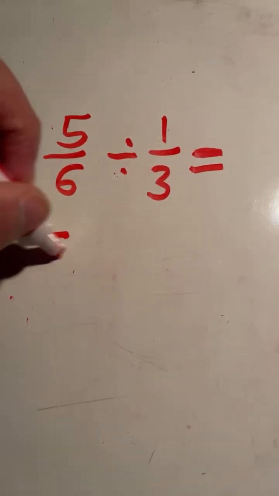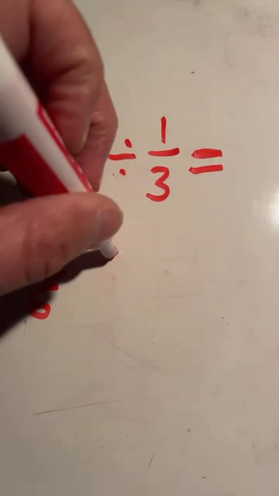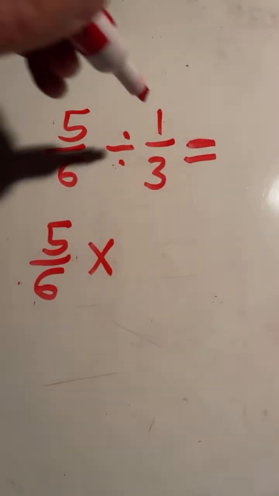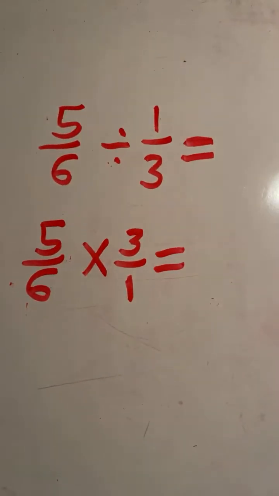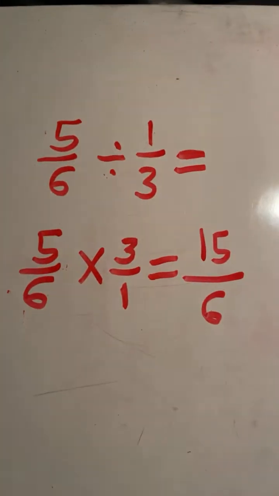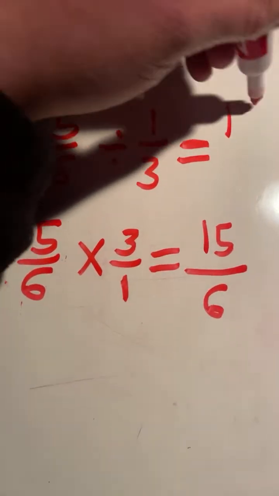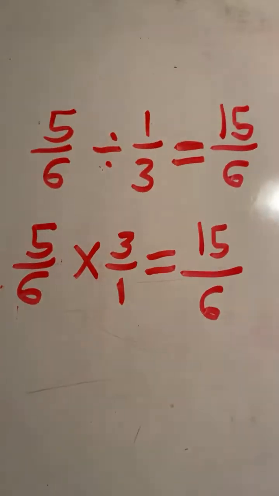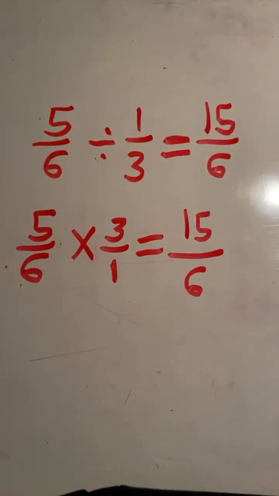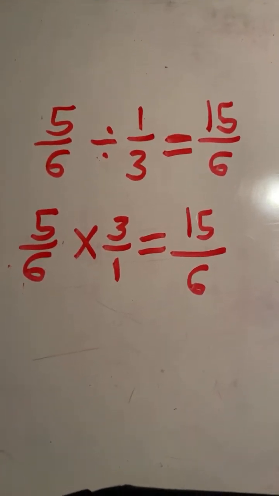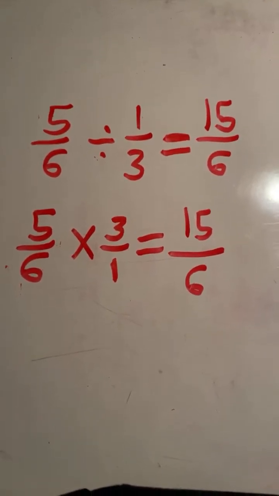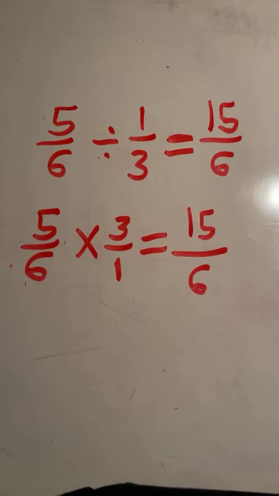Alright, so we keep our 5/6 the same. We change our sign from division to multiplication. Then the second fraction, we flip it. Five times 3 equals 15. 6 times 1 equals 6. And our answer for 5/6 divided by 1/3 equals 15/6. This is an improper fraction. It can be changed into a mixed number. But again, converting improper fractions to mixed numbers, I think that deserves its own video.